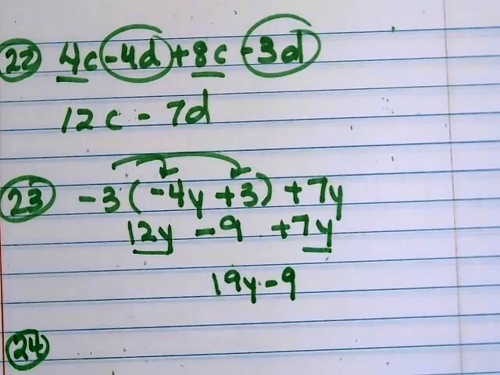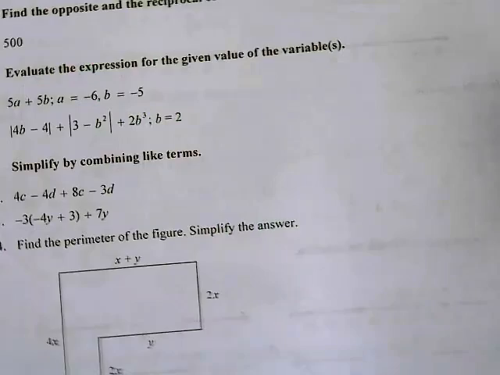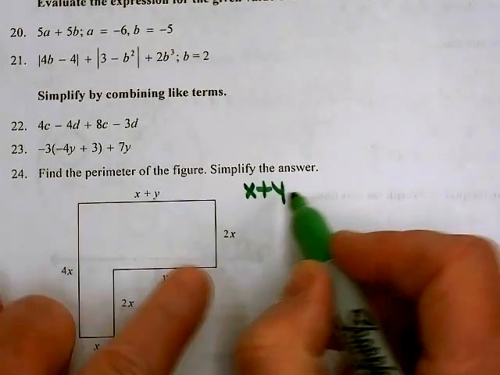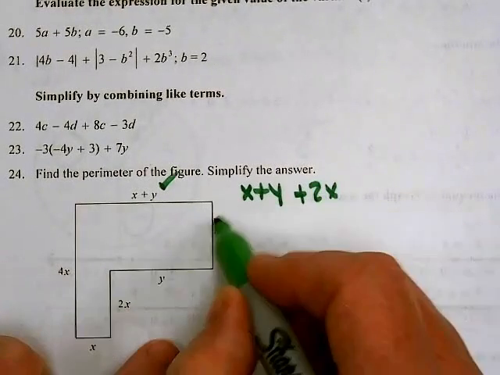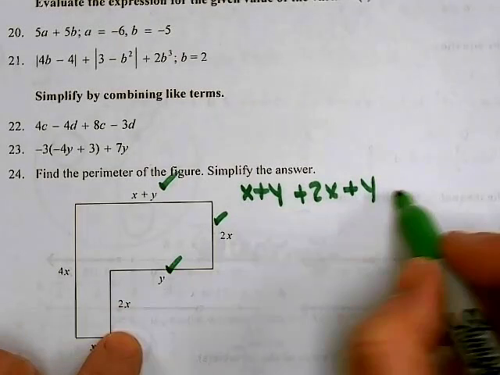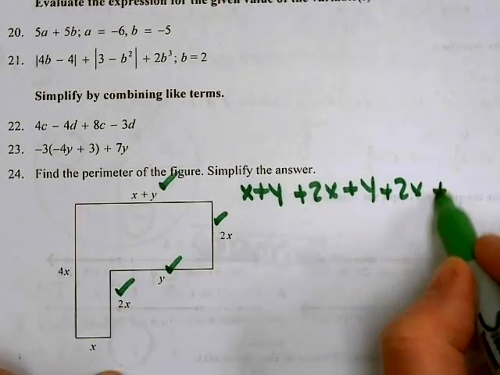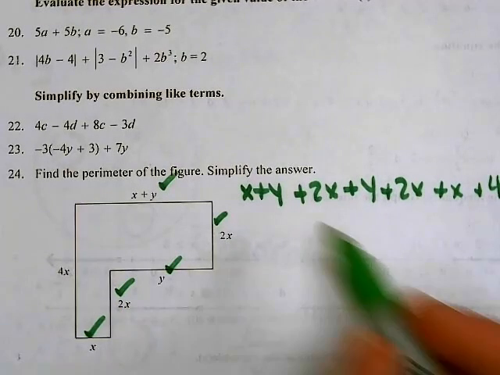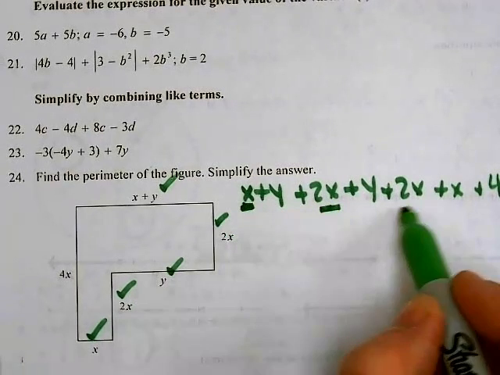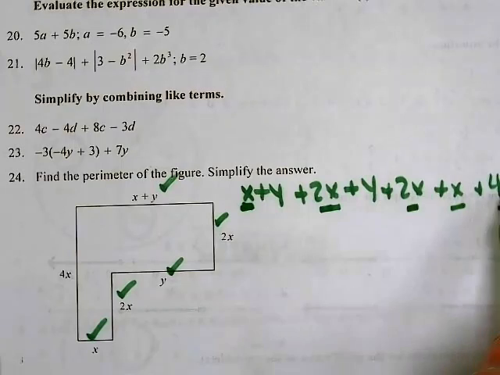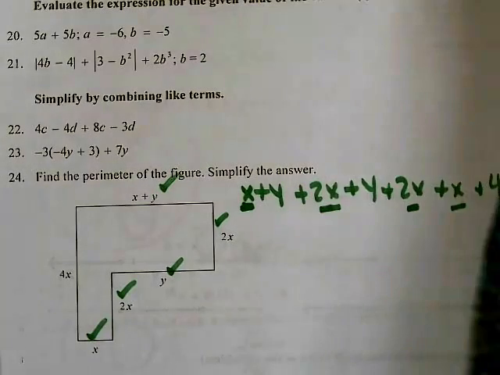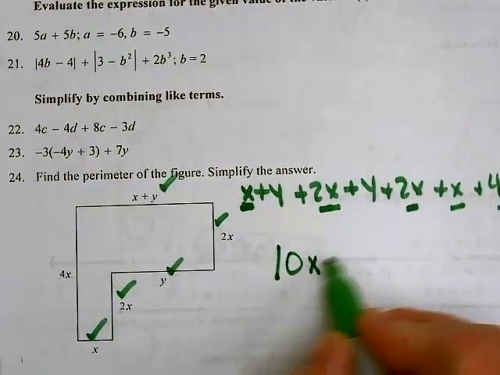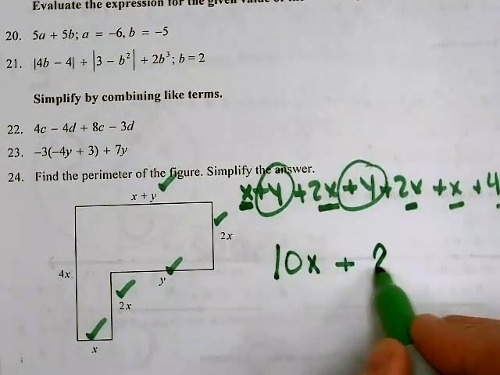24. Find the perimeter. We'll put this over here. Find the perimeter here. So you're going to add all these together. X plus y plus 2x plus y plus 2x plus x plus 4x. So let's go back and collect like terms. X, 2 of them, 4, 5, 6, 7, 8, 9, 10. Did y'all get 10x? Plus 2y.